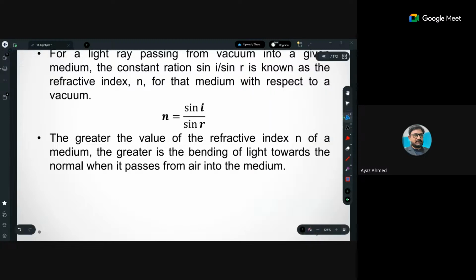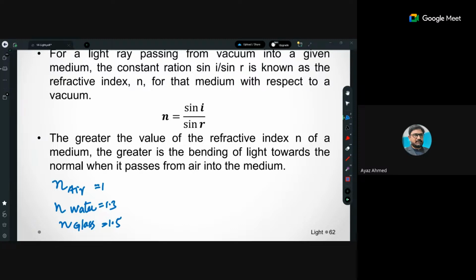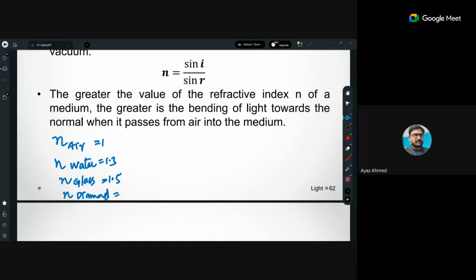For example, the refractive index of air is 1, of water is 1.3, of glass is 1.5, and of diamond is 2.4, 2.43, I think so. So that is why when the light falls on the diamond, it bends in such a way that it is dispersed into colors, and that is called dispersion of the light.